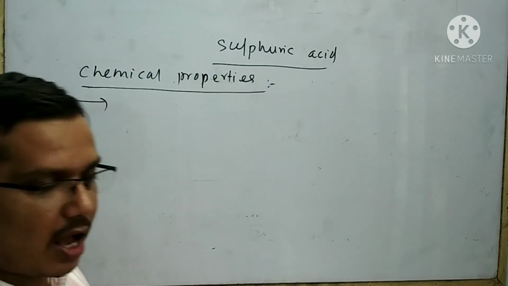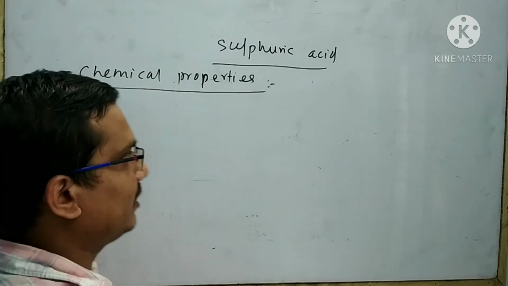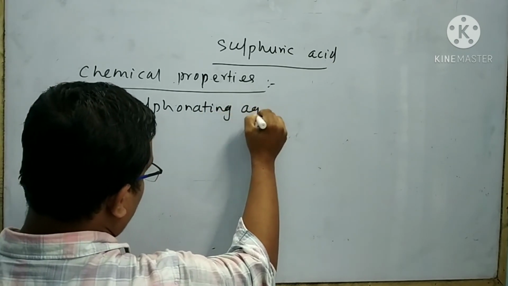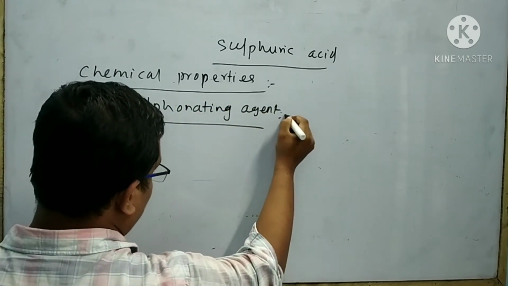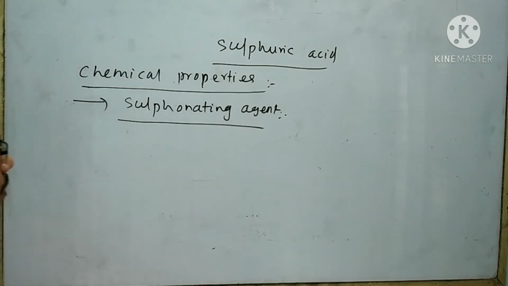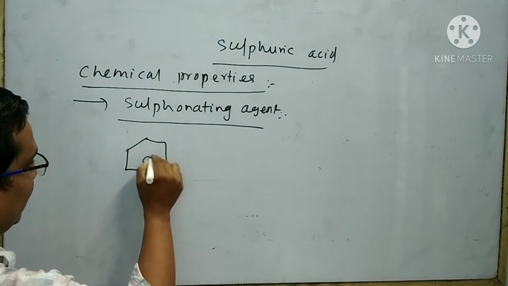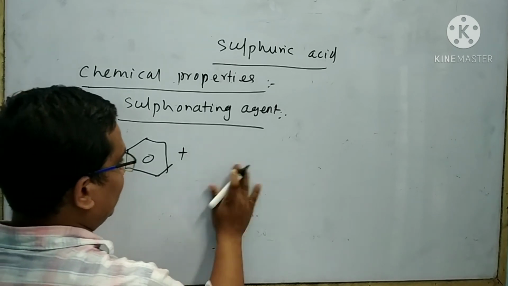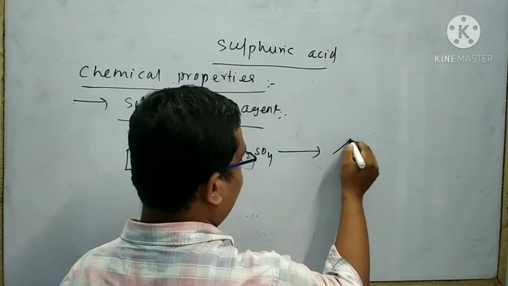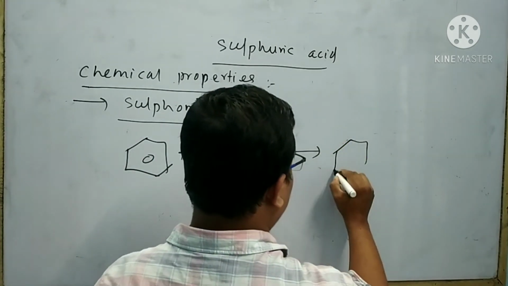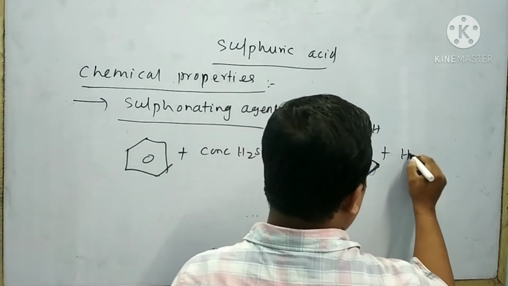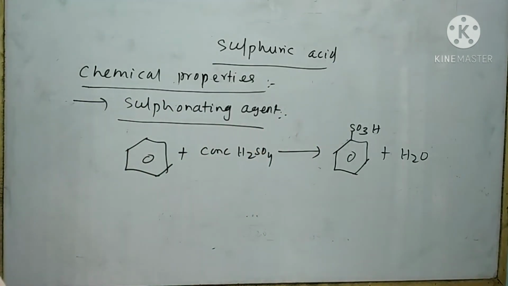Next I will explain how sulfuric acid acts as a sulfonating agent. Sulfuric acid is used as a strong sulfonating agent in the sulfonation of benzene. I can write the reaction like this. This is your benzene. When it is subjected to reaction with concentrated H2SO4, then it gives benzene sulfonic acid. This is the structure of benzene sulfonic acid. Here, a water molecule is formed as a byproduct.